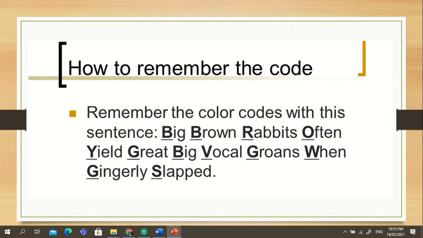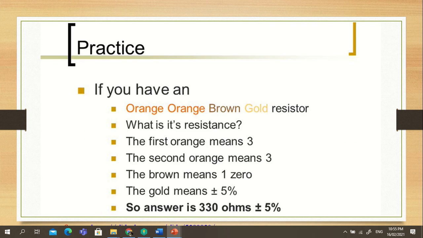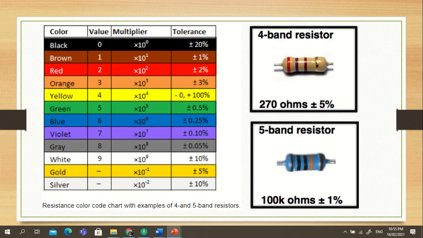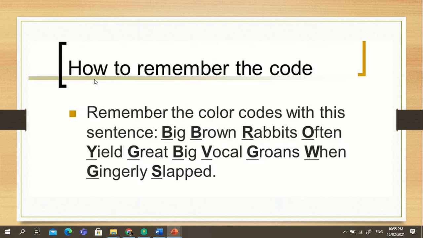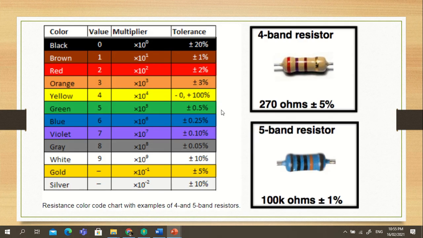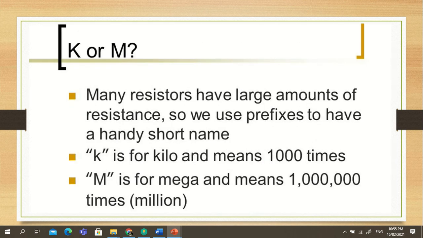If you look at here, orange, what is orange? Orange is 3, right? So use 3. The orange given here means 3. Then brown is the multiplier. For brown, that is times 10 to the 1. Times 10 to the 1 is 10, so it means you have to multiply it by 10.